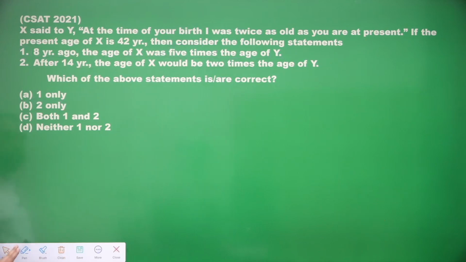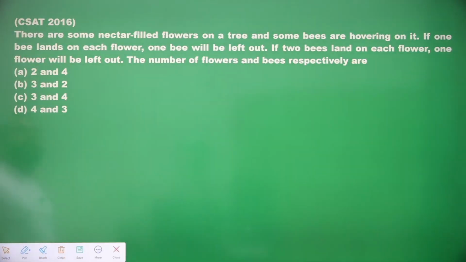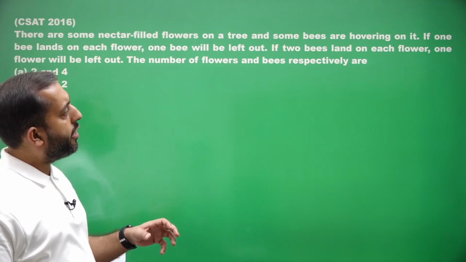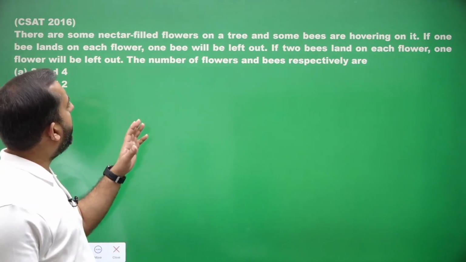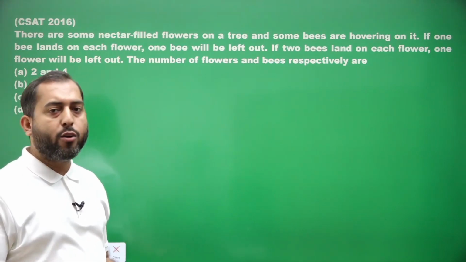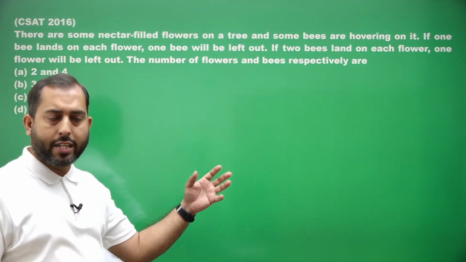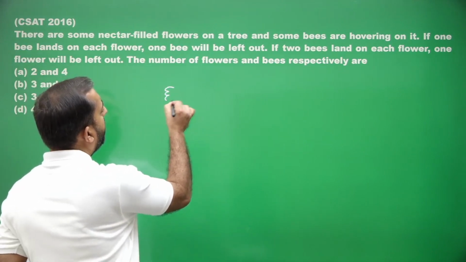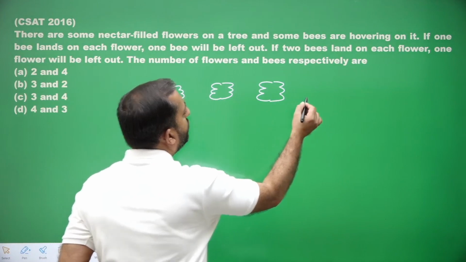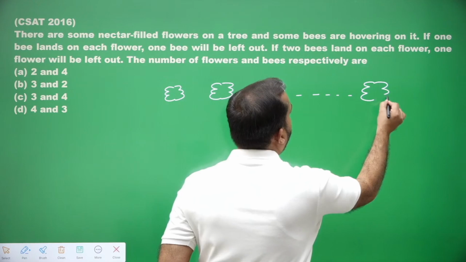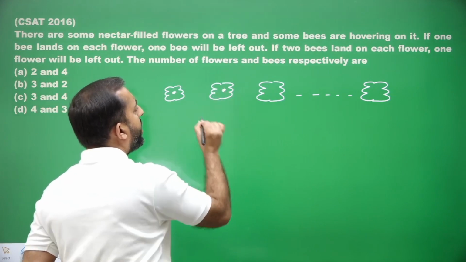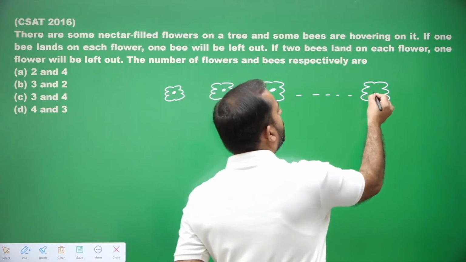Let's move on to the next question now. Okay. Next question is, there are some nectar filled flowers on a tree and some bees are hovering on it. If one bee lands on each flower, one bee will be left out. I don't know how many flowers are there. I don't know how many bees are there, but there is a condition attached. Let's say this is flower number 1, this is flower number 2, this is flower number 3, and in this way we are having I don't know how many flowers. Now on every flower, if one bee is landing, one bee on this flower number 1, one bee on this flower number 2, one bee on this flower number 3, and one bee on the last flower.